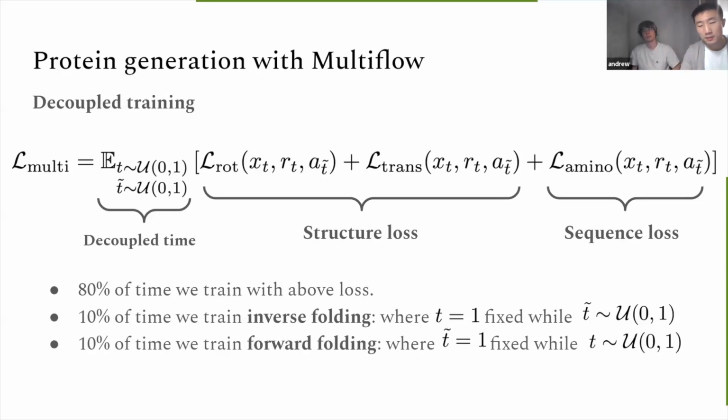And then the other 10% of the time, you do forward folding, where the sequence is fixed by setting T prime to be 1, and then you just sample T from the uniform. So this is a way to train a model on all 3 tasks, but we're not fully doing each task individually.